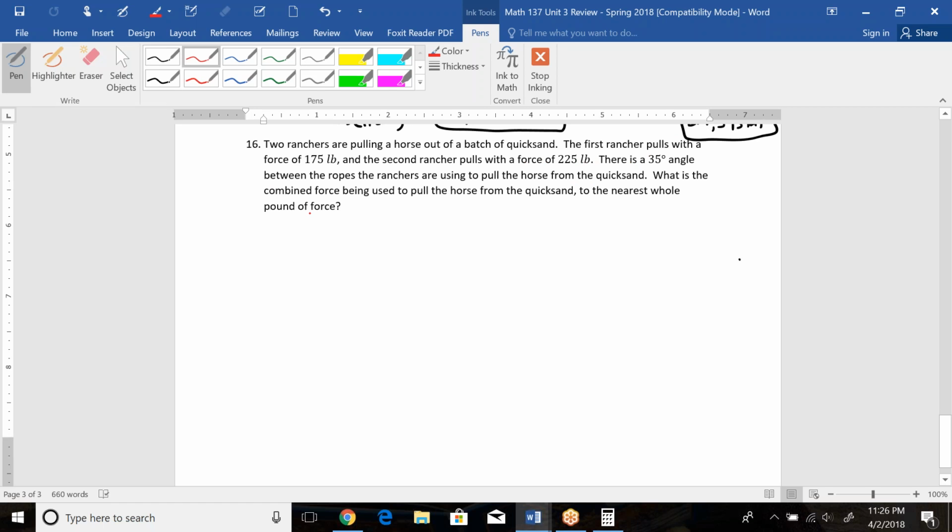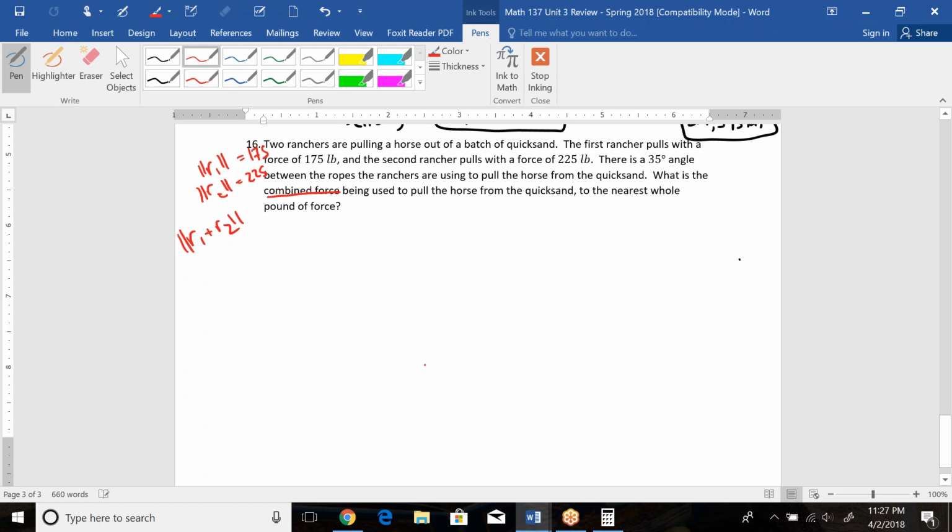There's a 35-degree angle between the two ranchers' ropes, so in between the two vectors, and we're using them to pull the horse from the quicksand. What is the combined force? That means if you call this rancher 1 and rancher 2, we want to know the vector R1 plus R2, and we'd be looking for its magnitude since they said the combined force. Because the force of this one is 175 and the magnitude of this one is 225. We want to go to the nearest whole pound of force.